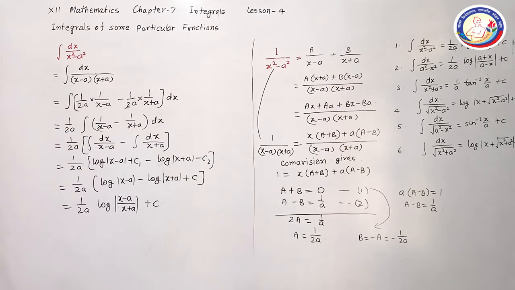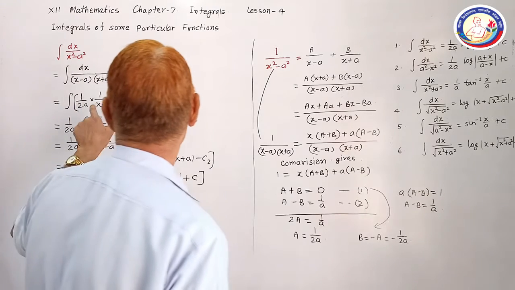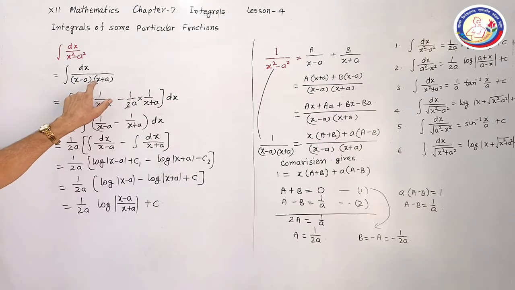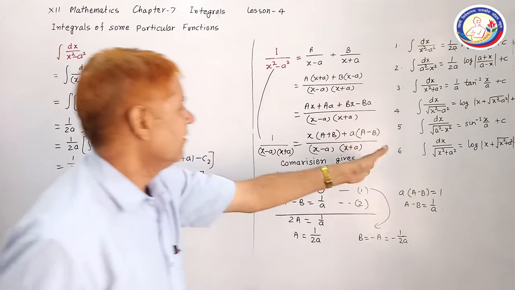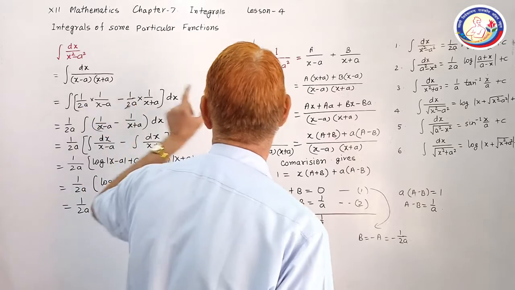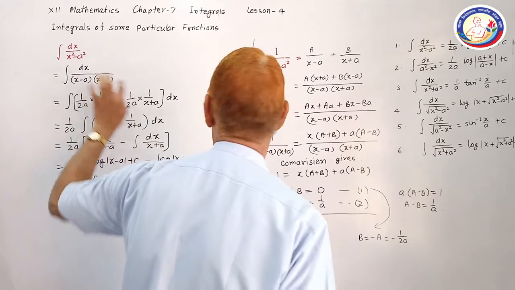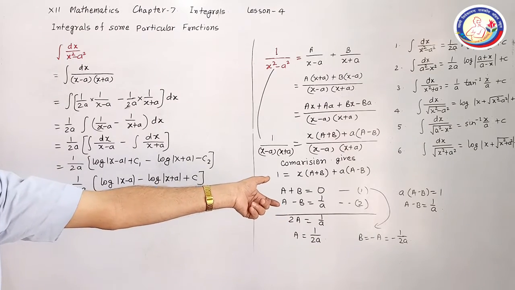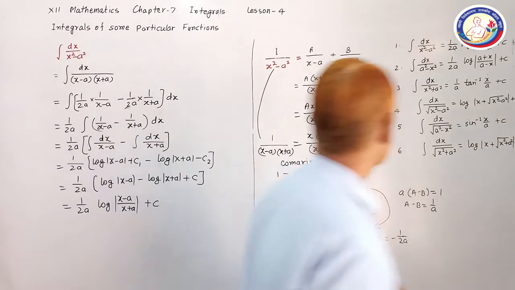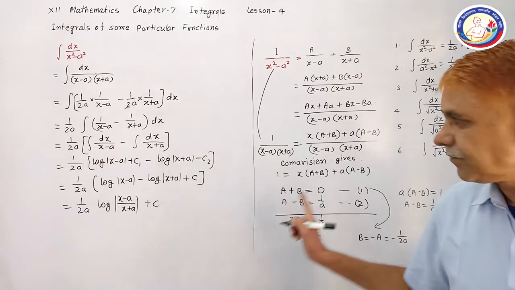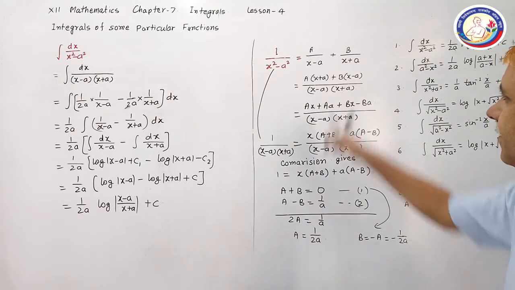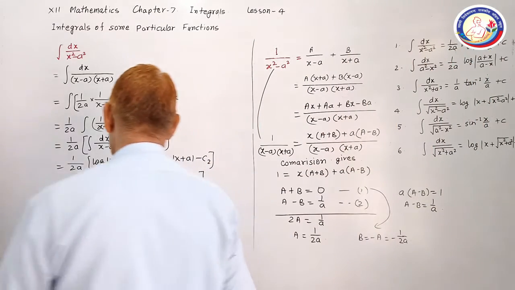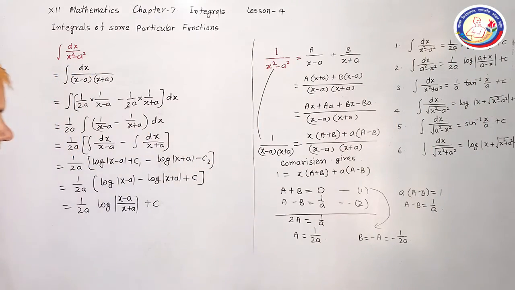We first split it in two fractions. This 1 upon x minus a into x plus a. How we obtained this in place of 1 upon x minus a and x plus a? I have explained it using the partial fractions method. We will study it in detail in next lesson.